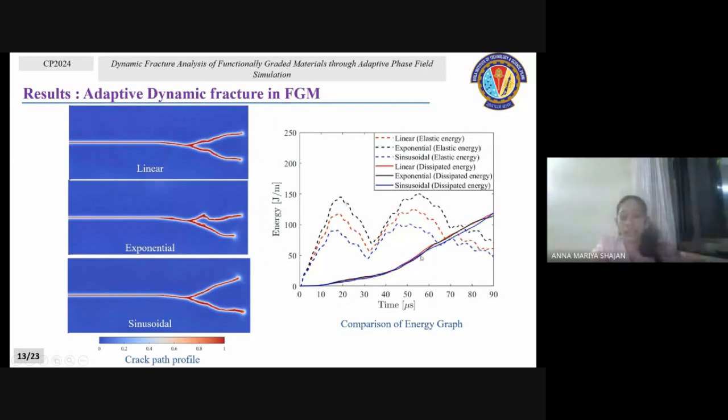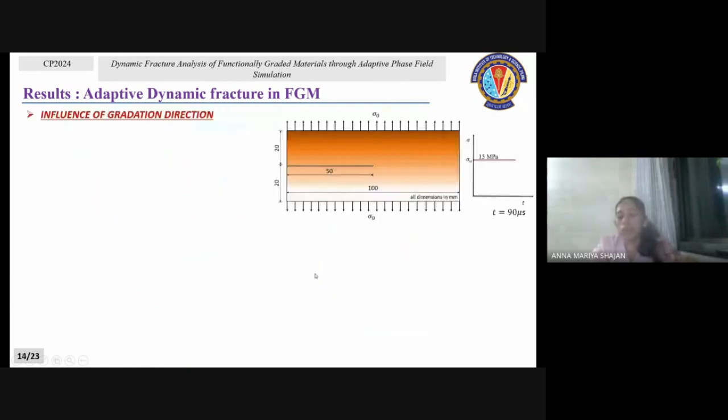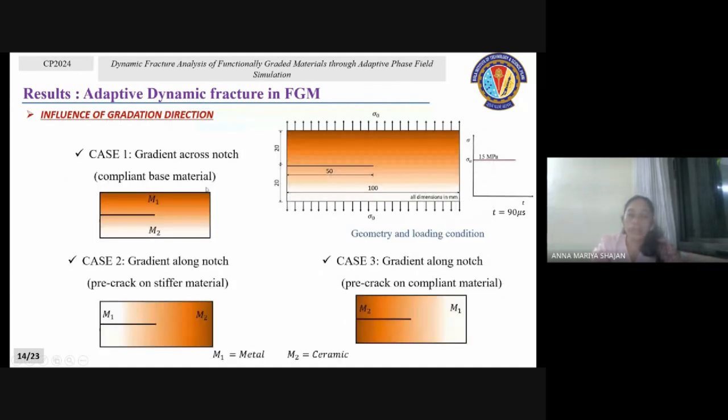And once the fracture happens, the dissipated energy also is increasing. Next, moving on to the influence of the gradation direction. For that, I'm taking three cases. Case one as the gradation across the notch, and case two and case three as the gradient along the notch, with pre-crack on the stiffer material and pre-crack on the compliant material. Stiffer material meaning having higher Young's modulus.